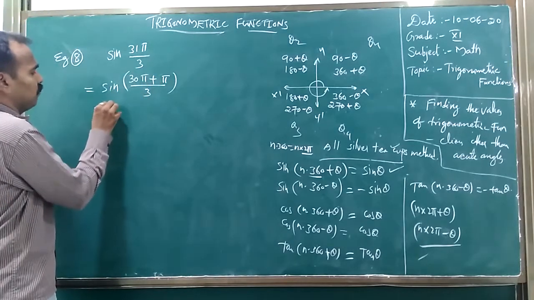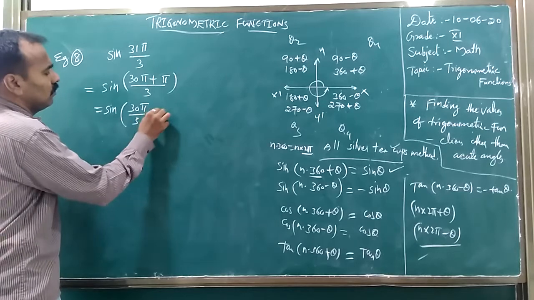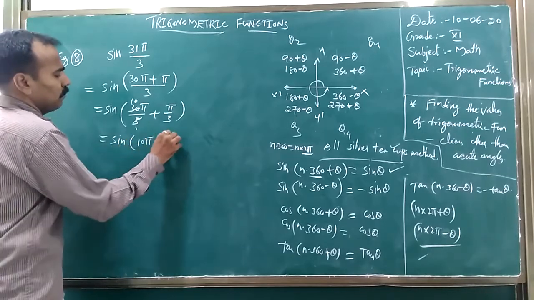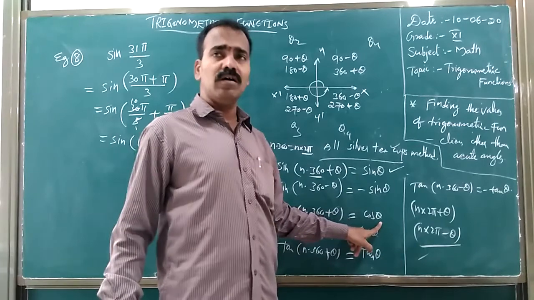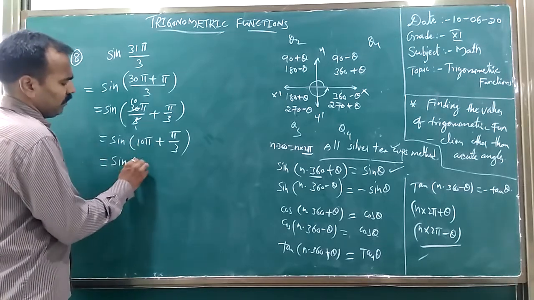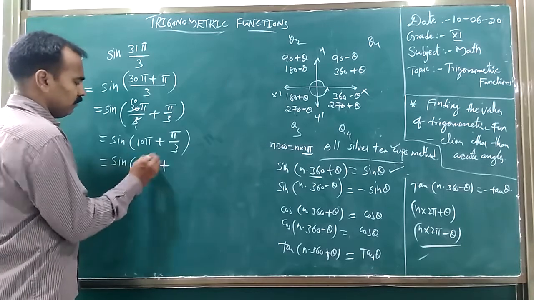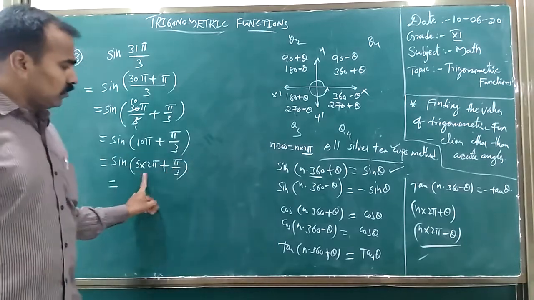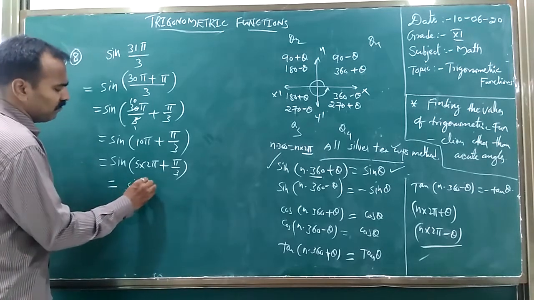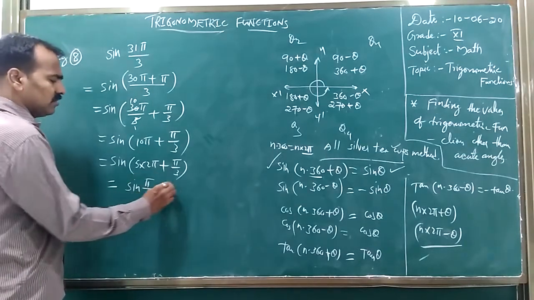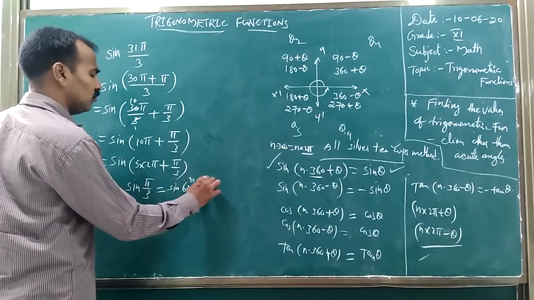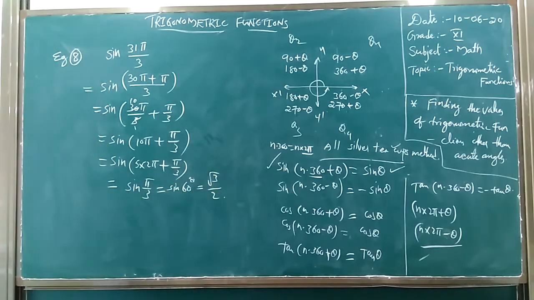Now simplify this. So we have sin of 10 pi plus pi by 3. Here theta stands for the angle pi by 3. Now, 10 pi is a multiple of 2 pi, so we can write 5 into 2 pi plus pi by 3. As we know, 2n pi plus theta means it belongs to the first quadrant, and sin remains sin only. Sin pi by 3 radians is nothing but sin 60 degrees. You can convert or do it directly, there is no issue. As we know, sin 60 degrees is root 3 by 2.